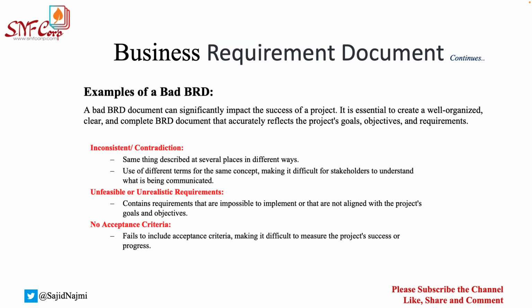Also, using different terms for the same concept makes it difficult for stakeholders to understand. The same concept written with different terms is again a big no. Don't do this. Another problem is writing unfeasible or unrealistic requirements. Sometimes the business might give you an unrealistic requirement that cannot technically be achieved. If you still write it, that is a big no. Don't do this. You have to explain to the business why this is unrealistic and not feasible. You have to come up with the justification. The justification could be technical, non-technical, or anything. The only point here is you have to justify why this is not possible.